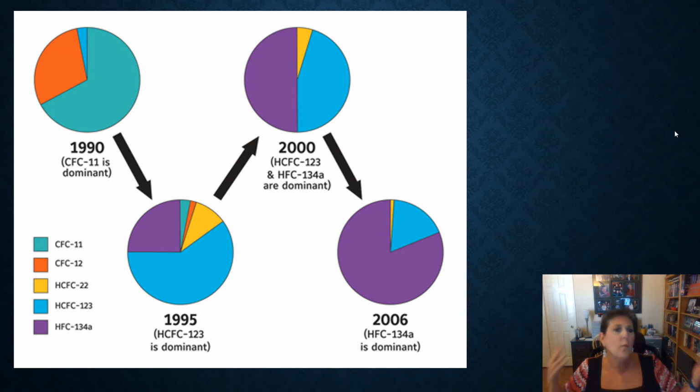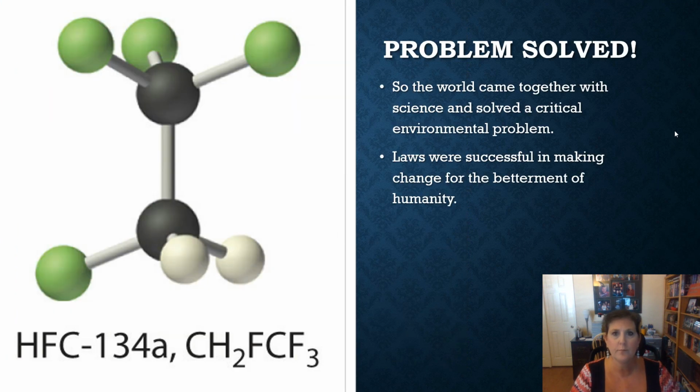So it's possible. We can do this. We can switch. We can change. We can retool. We can solve environmental problems. So problem solved. So the world came together with science, solved a critical environmental problem. Laws were successful in making a change for the betterment of humanity. And here's a picture of a hydrofluorocarbon. Here, hydrogen's in white, fluorine is green, and carbon is black.